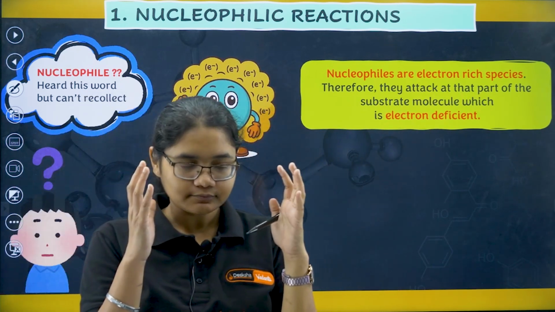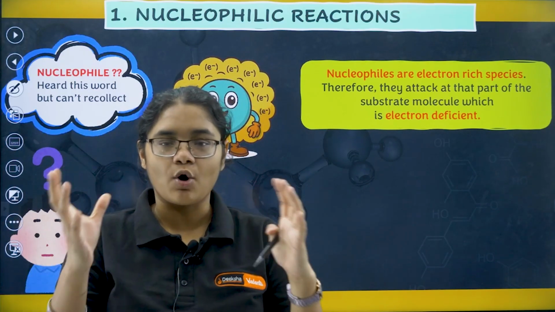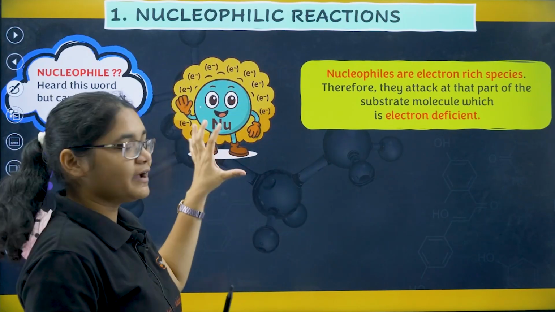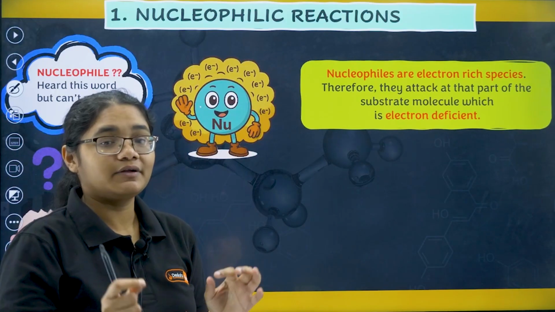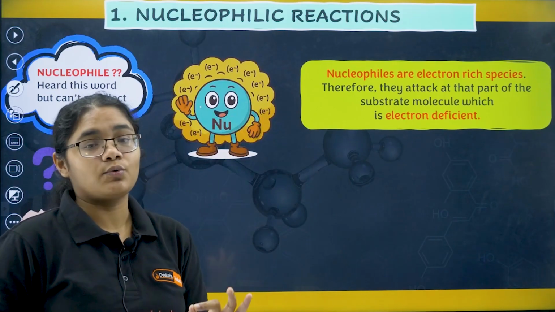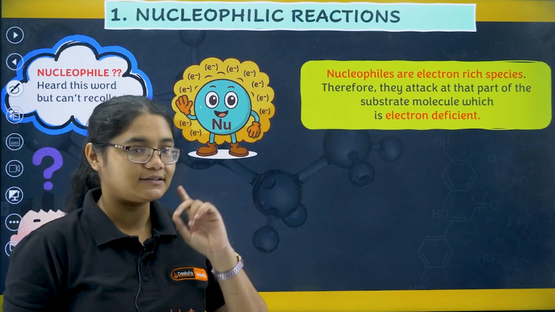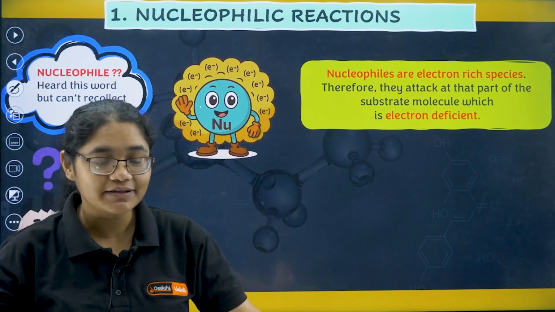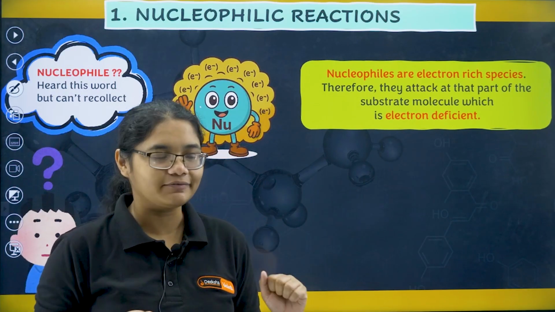Now, as you know, a positive sign attracts a negative sign, right? There's an attraction between opposite charges. Similarly, since this nucleophile is highly electron rich in nature, it will be attracted to and react with electron deficient species. Electron deficient means those species where we have fewer electrons. So now we understood that nucleophiles are the species which have a lot of electrons, and they react with those species which are poor in electrons. Opposite things will react with each other.